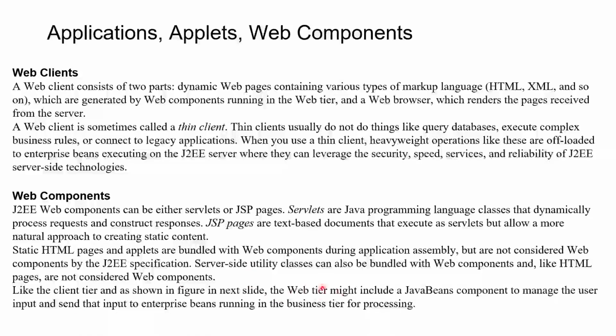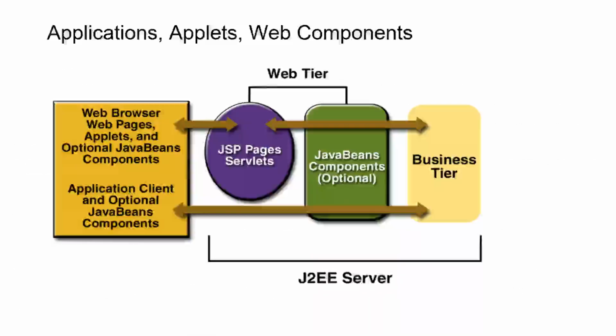Like the client tier, and as shown in the figure on the next slide, the web tier might include Java beans and other components to manage the user input and send the input to the enterprise beans level for running business logic and other processing.